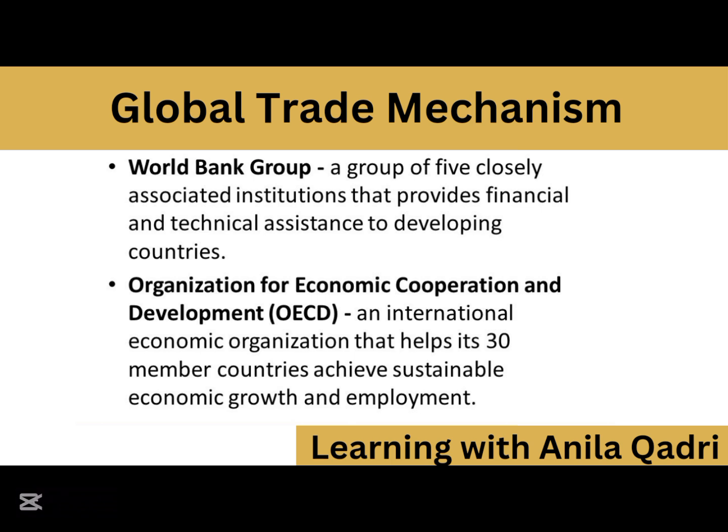World Bank Group, a group of 5 closely associated institutions that provides financial and technical assistance to developing countries. Organization for Economic Cooperation and Development, OECD, an international economic organization that helps its 30 member countries achieve sustainable economic growth and employment.